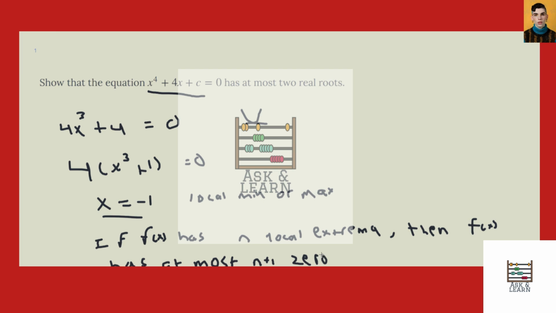Since we found one local extrema, we know for a fact that by this theorem there's only n plus 1 possible zeros, and since n is equal to 1 in our case, we know that there are n plus 1 possible roots, which is 2. So this proves that there's at most two real roots in this function.